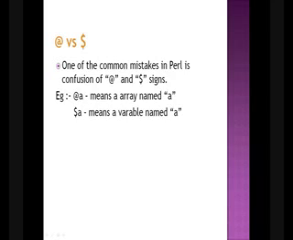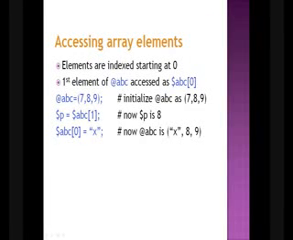One of the common mistakes in Perl is confusion of the @ and $ signs. The @ sign represents the array while the $ sign represents a variable. Perl arrays follow zero-based indexing. That means array elements are indexed 0 onwards. We can access array elements by using the $ sign followed by the array name, and the index within square brackets. Look at the given examples, then things may be clearer to you.